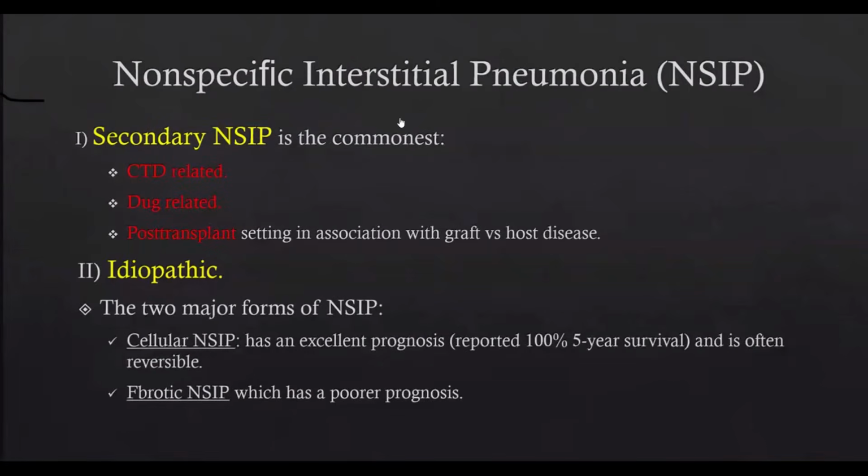Regarding NSIP, we have secondary NSIP. This one is the most common, not idiopathic, as compared to UIP. UIP is the most common, is idiopathic. NSIP, the most common is secondary NSIP, either connective tissue disease or drug related. The least common is idiopathic. We have two different types, cellular or fibrotic NSIP.